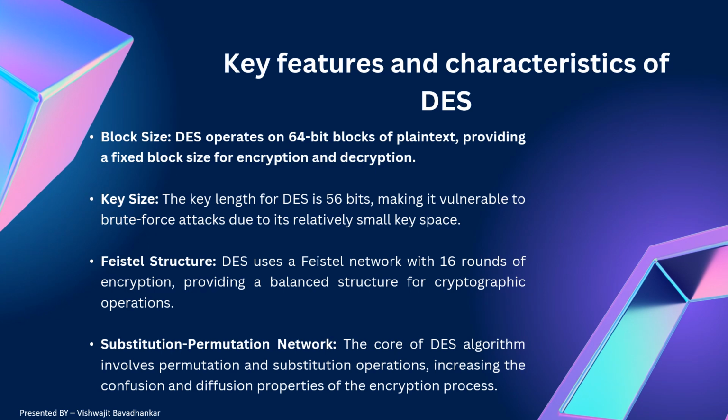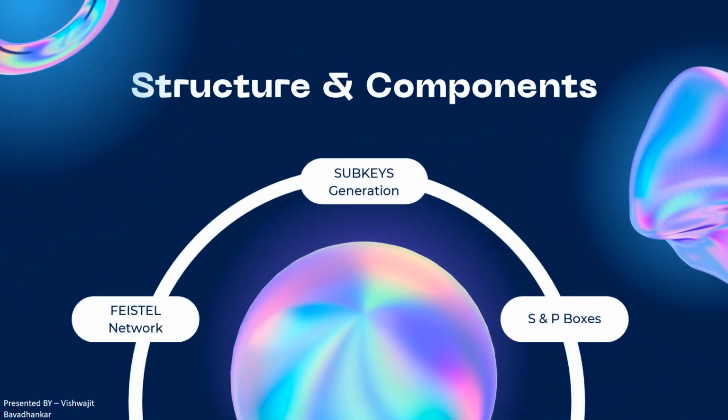There are some key features and characteristics of DES. For example, block size: DES operates on 64-bit blocks of plaintext. Its key size: the key length for DES is 56 bits. And the Feistel structure: DES uses a Feistel network with 16 rounds of encryption. There are some structural components of DES, for example, Feistel network, subkey generation, and S and P boxes.